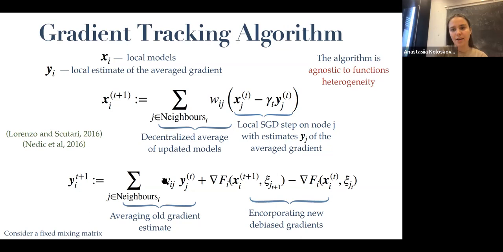This algorithm has existed in the literature for some time. You can see some people introduced it for deterministic and stochastic optimization. For this part of the talk, we consider the mixing matrix W to be fixed. It does not change with time, as it did in the unified framework.